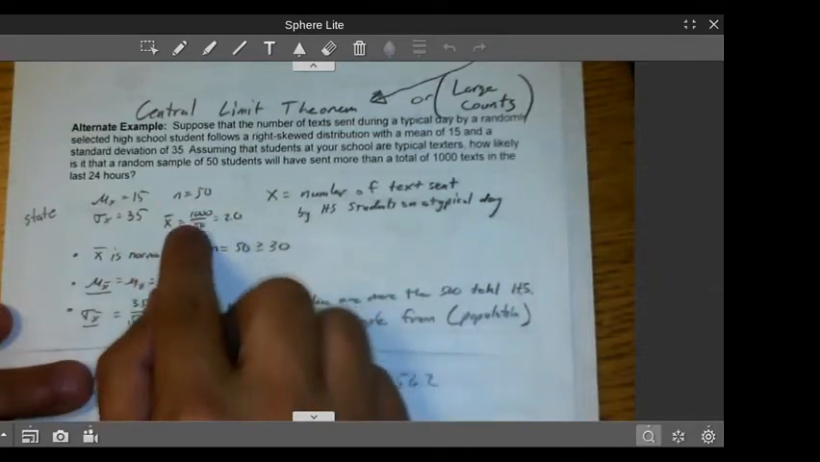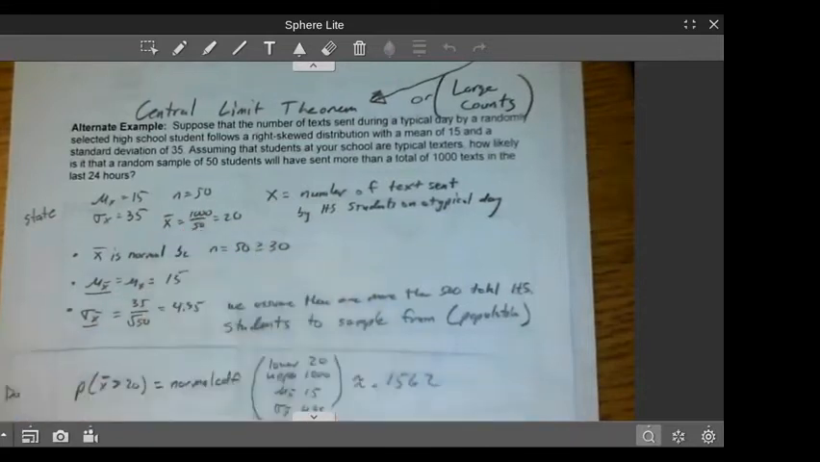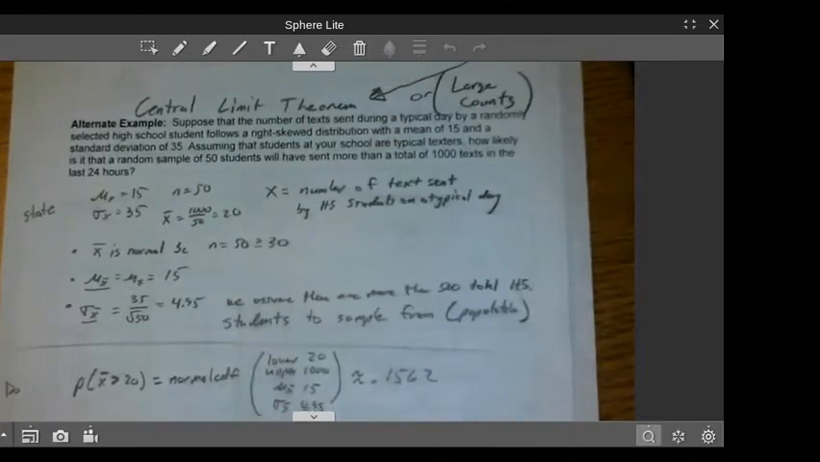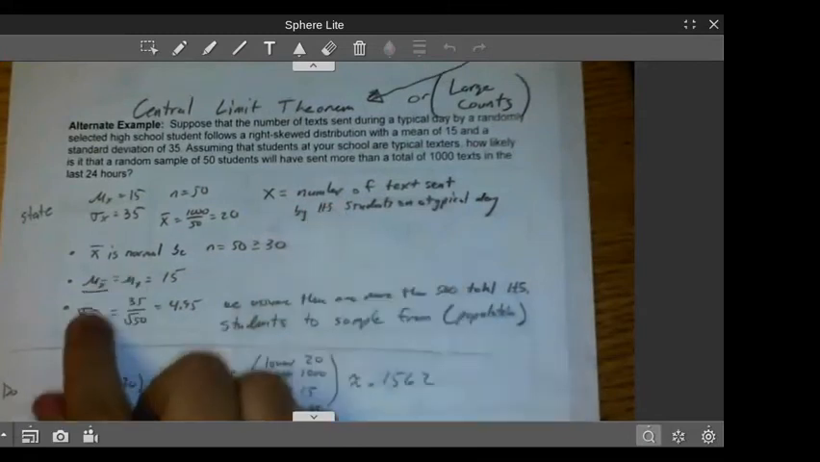Right here, the average, that's 20 texts per student, right? 1,000 texts for 50 students, 20 texts per student. The average is 15. We basically want to know, we need to be over 20 per. Okay, and then we define x, and I already did that part.